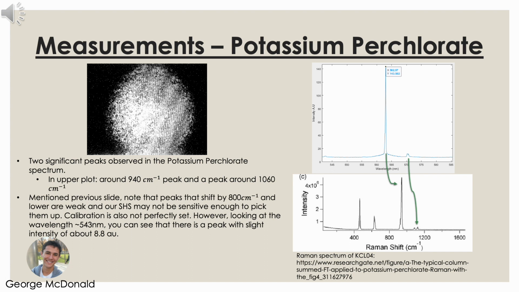So looking at the bottom image, we can see that there are about two sets of peaks. You can see two on the left at 400 and roughly 700 inverse centimeters. Again, as previously mentioned, those peaks for some reason are not showing up on our plots.